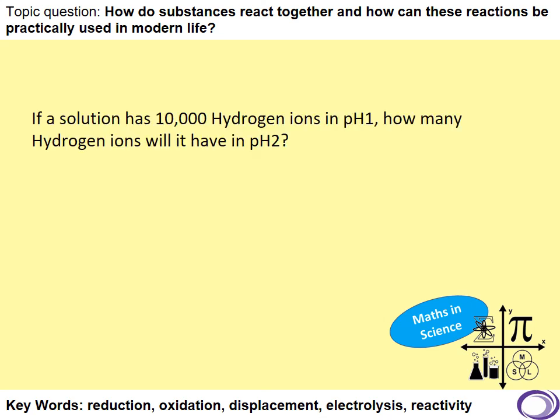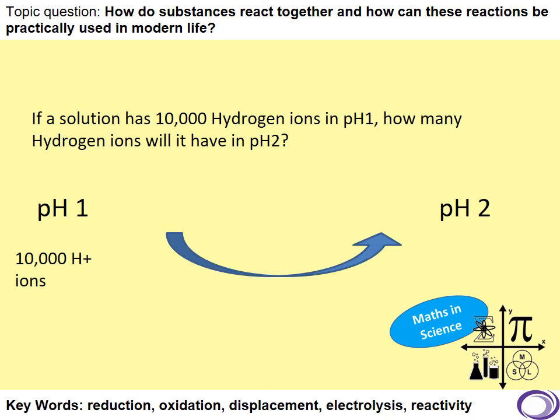Let's have a look at an example of that. If a solution has 10,000 hydrogen ions at pH 1, how many hydrogen ions would it have at pH 2? Remembering that we change by a factor of 10 for every 1 on the pH scale, and that from pH 1 to pH 2 we are having fewer hydrogen ions, we would need to divide by 10, so we get 1,000 hydrogen ions. So it's changed by 1 order of magnitude.